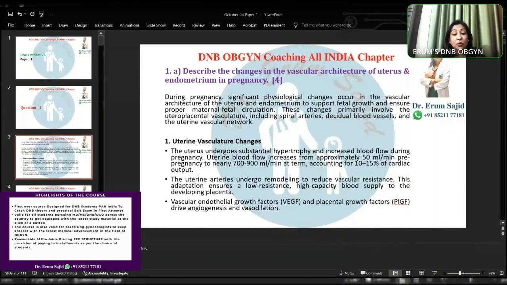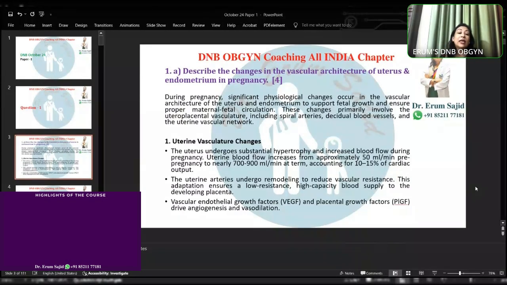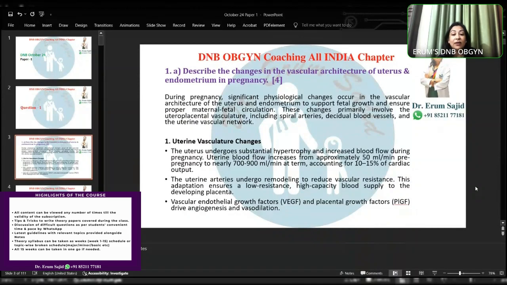Okay, and then the uterine arteries undergo remodeling, and I'll talk about that more in the next section. The idea is to reduce the vascular resistance. So how do they do that? They become low resistance, high capacitance blood vessels. Then you have VEGF and the placental growth factors. They increase because they are responsible for angiogenesis and vasodilatation.